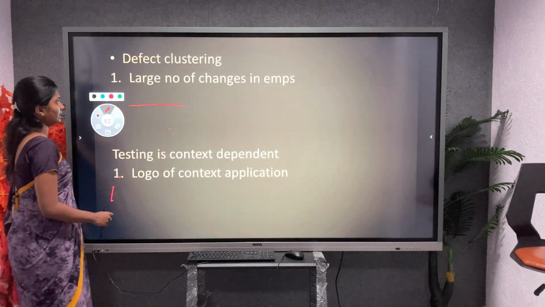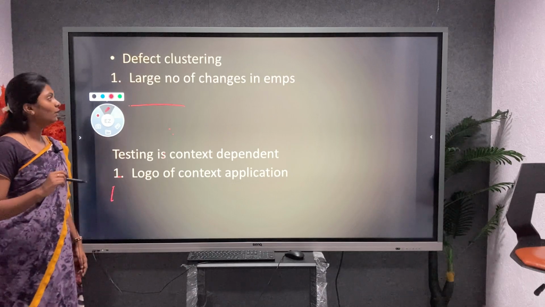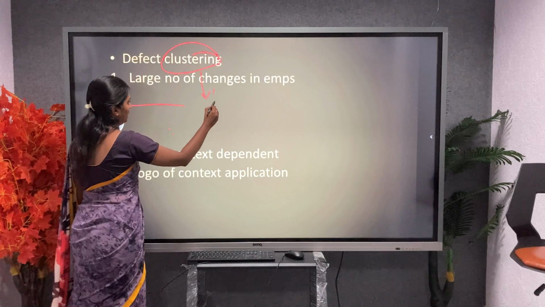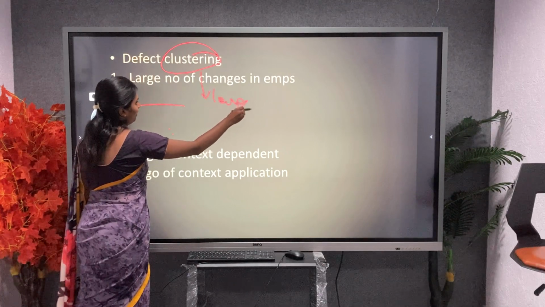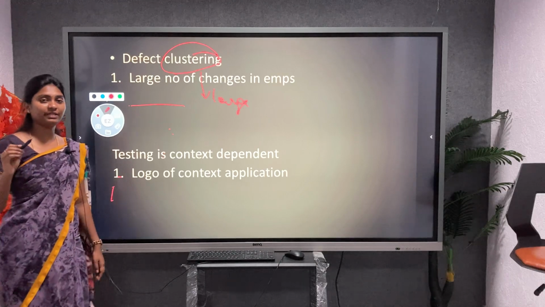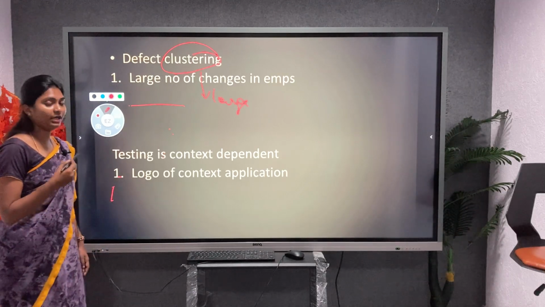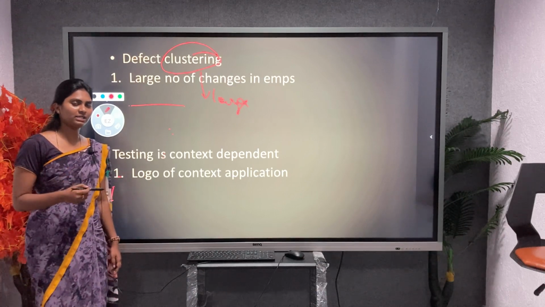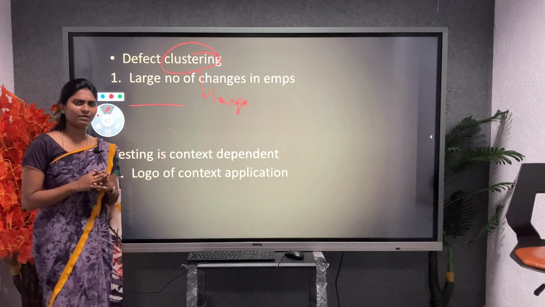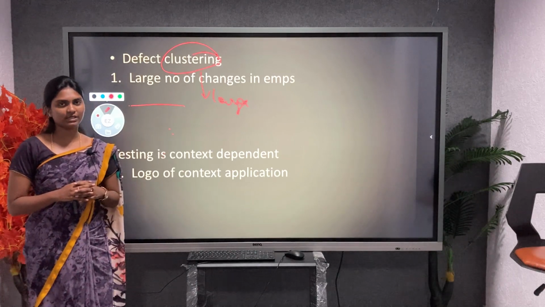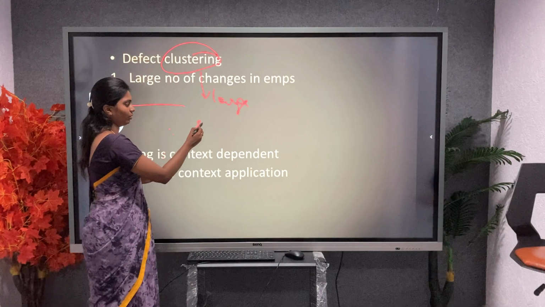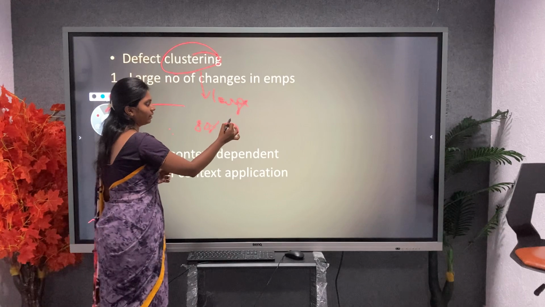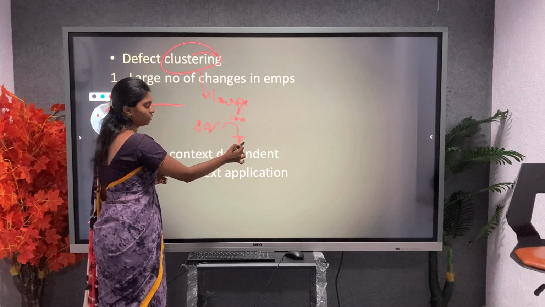So the next one is defect clustering. What is clustering? Clustering is nothing but a large number of bugs, a large amount. Suppose we take a documentation which is completed about 80%. The documentation is 80% complete. Out of 100, how much remains? 20% remains.